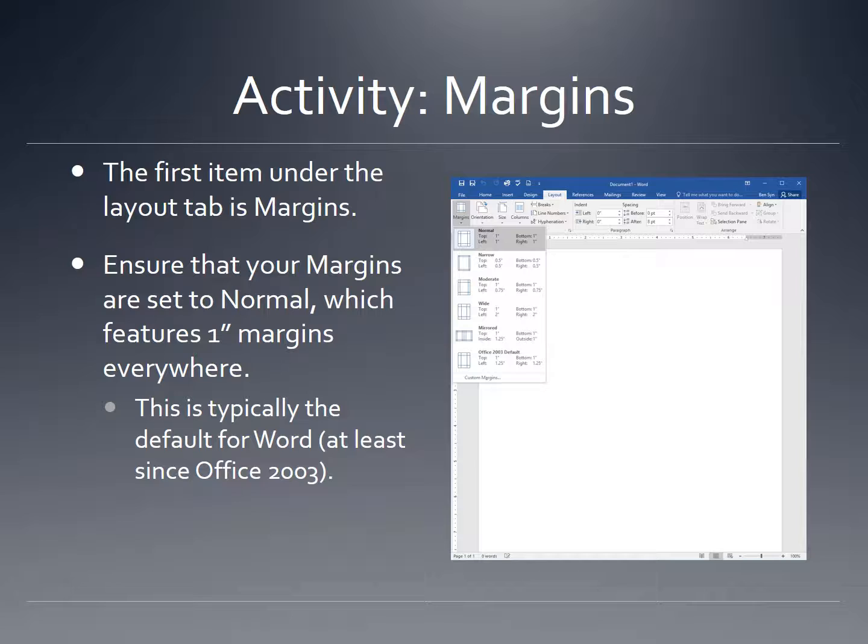All right, so if you have Microsoft Word on a PC, it would look very much like what you see here in this image. The first item under the Layouts tab is Margins up in the left-hand corner. All you have to do is click on Margins, and you should see the default setting is Normal, which is 1 inch everywhere. This is the default for pretty much every version of Office since 2003. So unless you have a really old version, this is what your default should be.